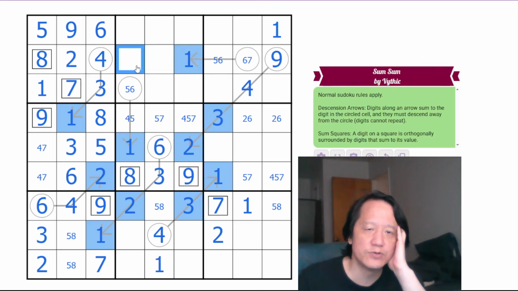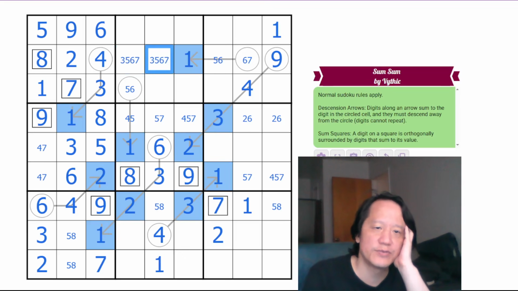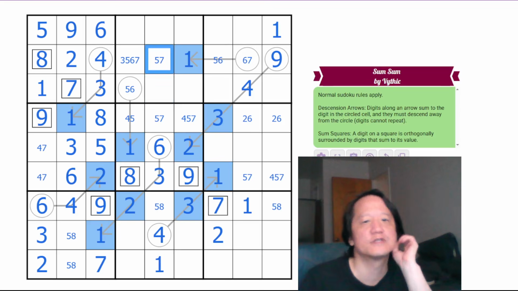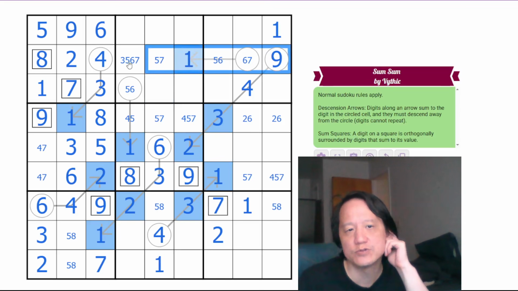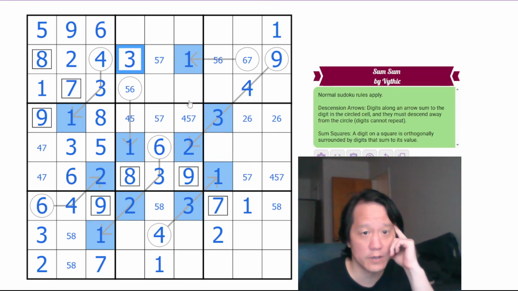Remaining digits in row 2, we have 5, 3, 5, 6, 7. And this can't be 3 or 6. Where is the 3 available in row 2? It has to be here. Okay.